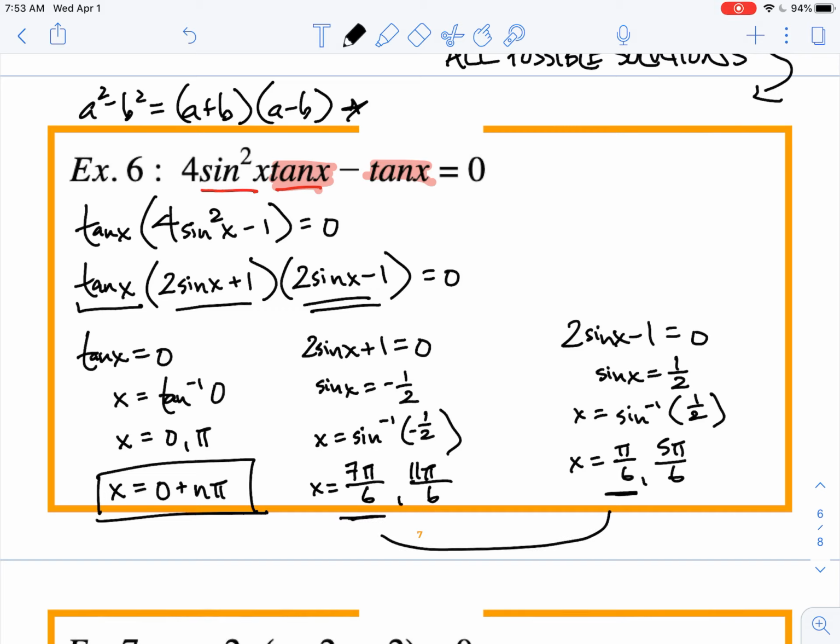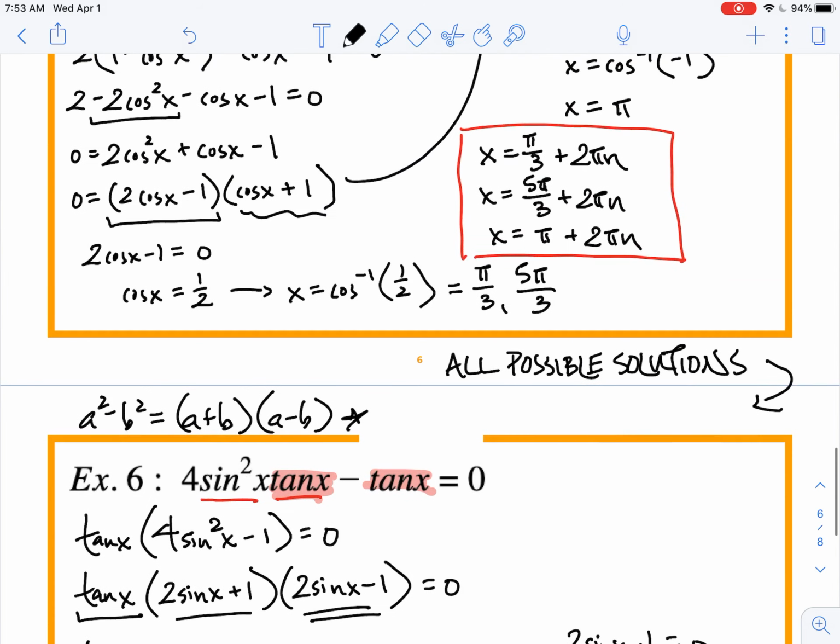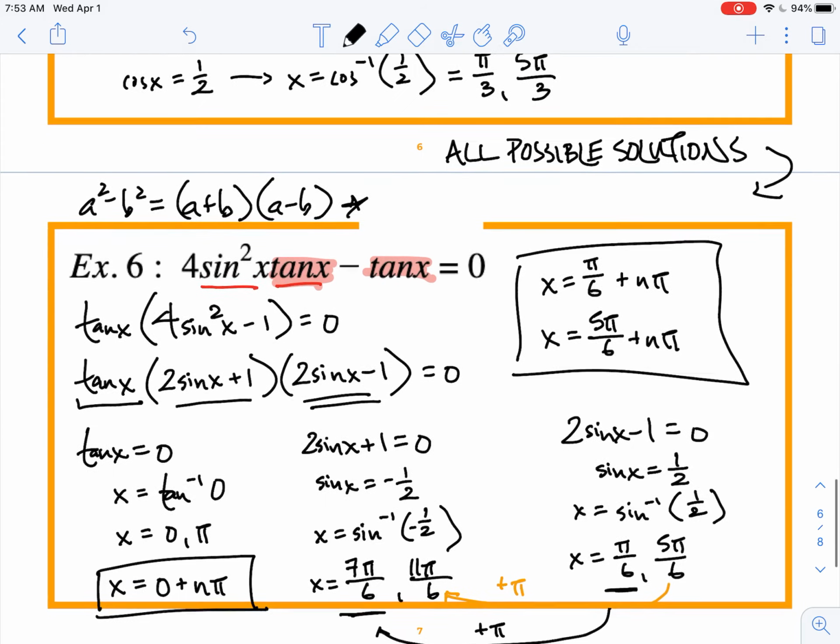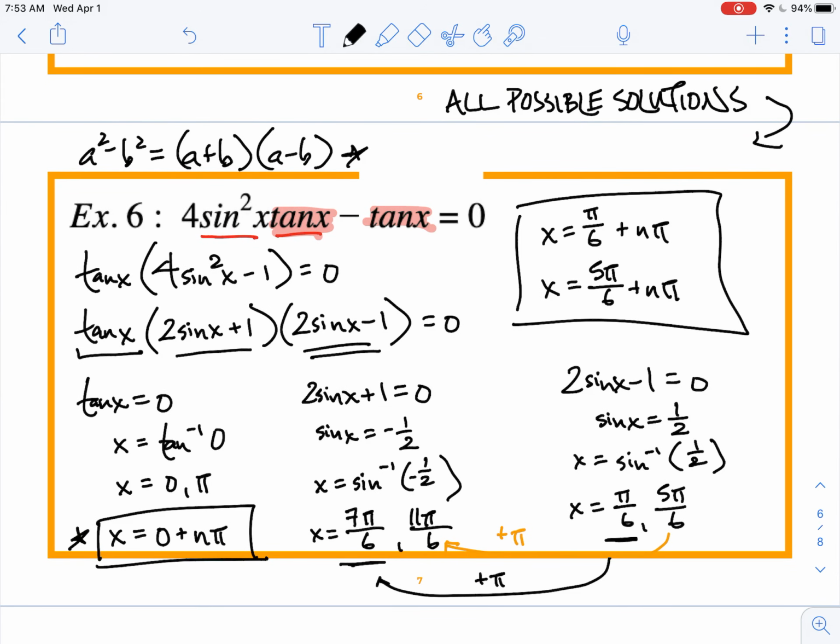And so I noticed that to go from pi over 6 to 7 pi over 6, I'm just adding pi. And if I'm going from 5 pi over 6 to 11 pi over 6, I'm just adding pi. So I can combine those into the same general form. So one of the general forms will be x equals pi over 6 plus n pi. And the other one will be 5 pi over 6 plus n pi. So I've got two solutions here, and then one more down here, which gives me a total of 3 possible sets of solutions.